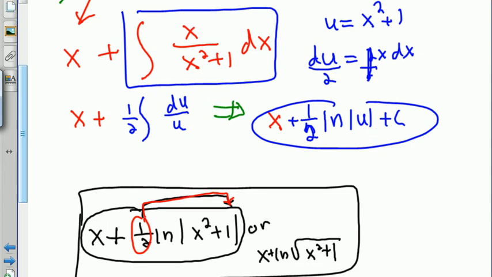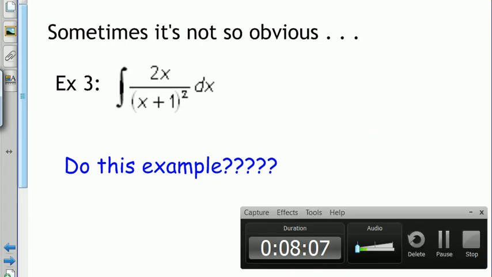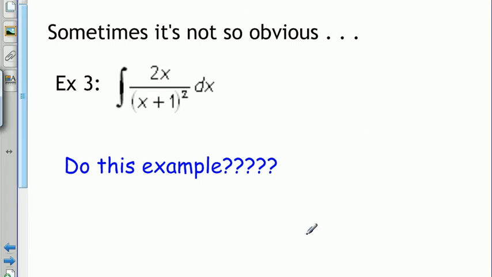Okay, moving on. So this example, we could do it, we could not do it. Let me see where I'm at with my video. I guess I'll err on the side of shorter. I'm just going to show you what I would do here.